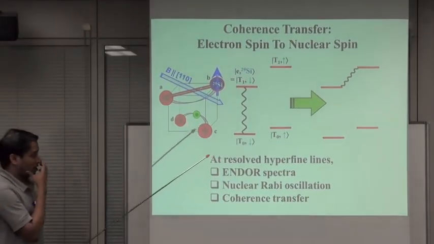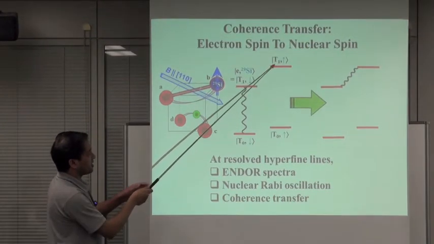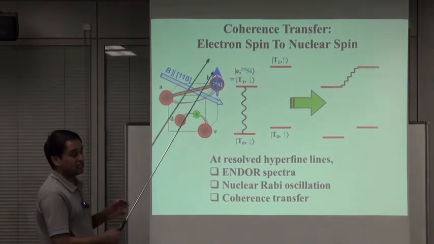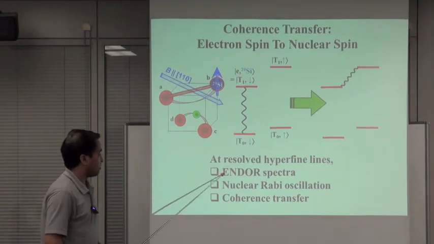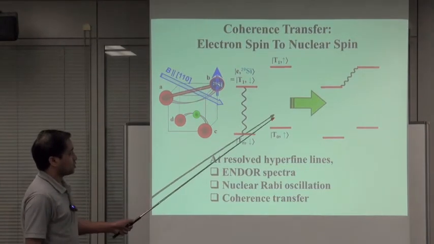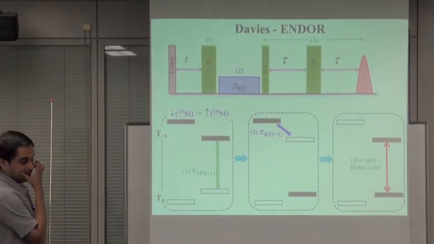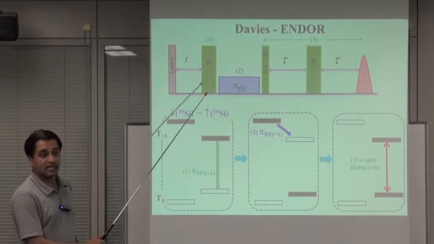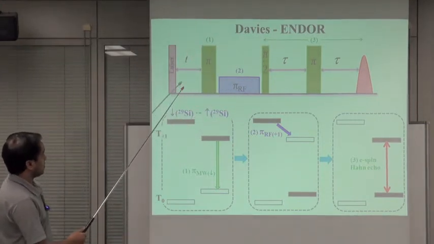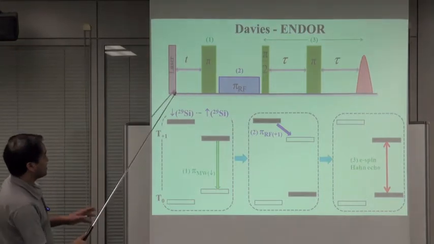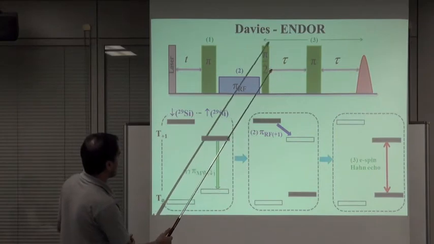To do so, first we need to know the exact energy levels. To figure that out, we first measure the ENDOR spectra, and subsequently I will show you the Rabi oscillations and the coherent transfers. To measure the ENDOR spectra, I use the Davies ENDOR pulse sequence, which is described as follows: we apply a laser pulse, and then these are the pulse sequences.